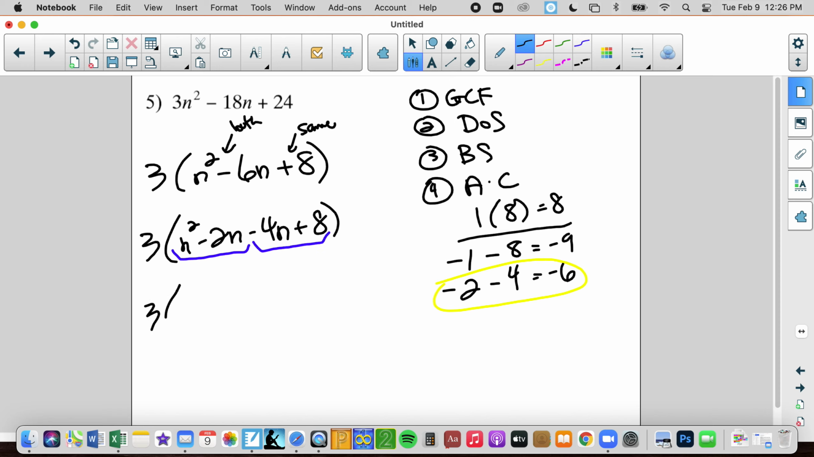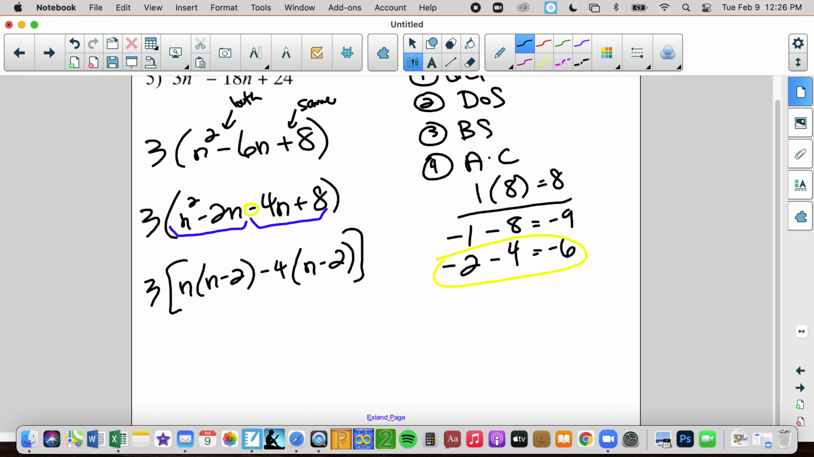I'm going to factor out an n from my first two. It leaves me with n minus 2. I'm going to factor out a negative 4 because my first term of my second group is negative. So I'm going to factor out a negative 4 and I get n minus 2. Those have to be the same. If you wrote n plus 2, you would know you made a mistake because it's not like the first parentheses. But because I factored out a negative, I know that when I take negative from a positive, it leaves me with a negative. So my answer is going to be 3 times the quantity n minus 2 times the quantity n minus 4.